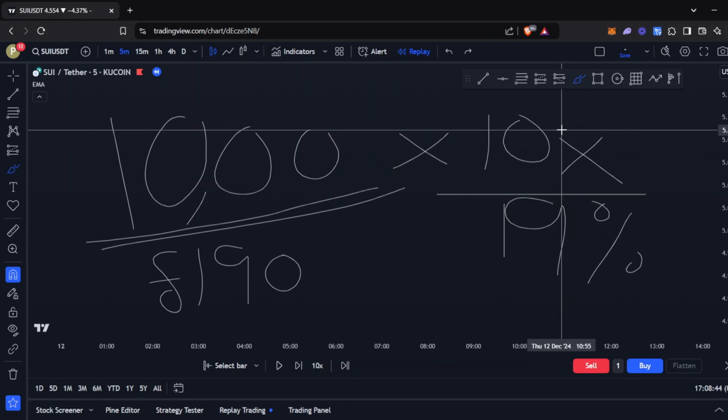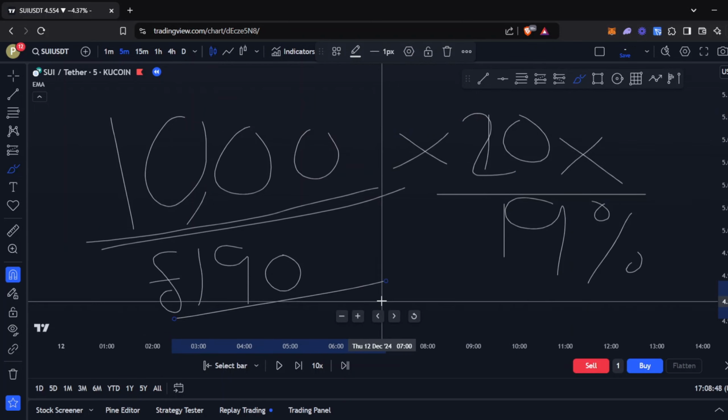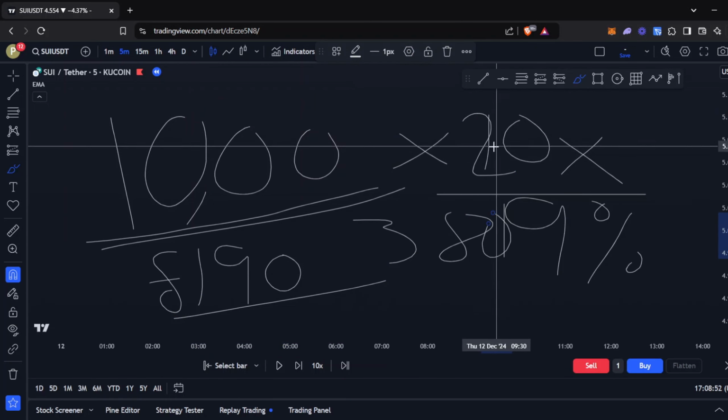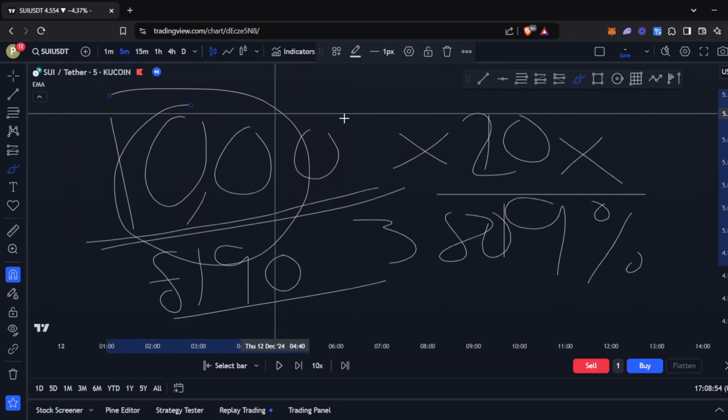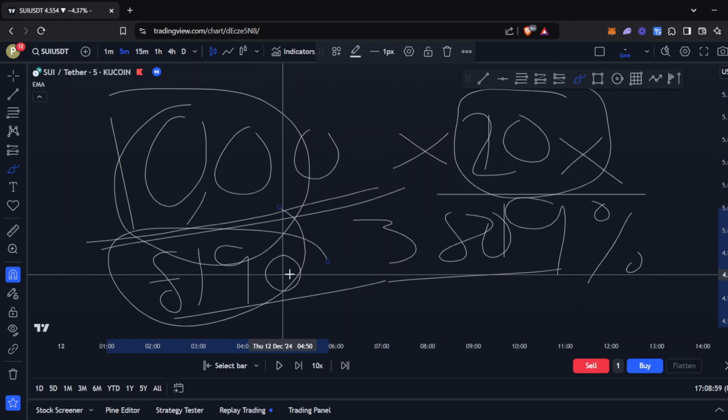You can use maybe 20x leverage. So now instead of 190, you're going to be making 380. Right? But you haven't changed how much margin you've put in. You've only changed your leverage. So you've made 380 instead of 190.